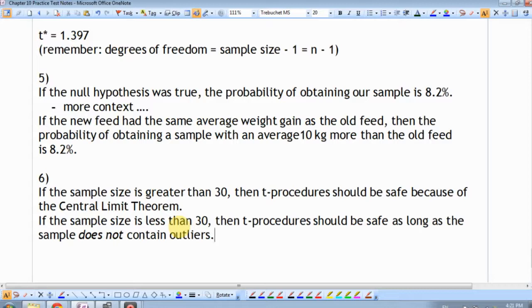Whenever we do an inference test like this, a hypothesis test, an alpha level must be stated or implied.